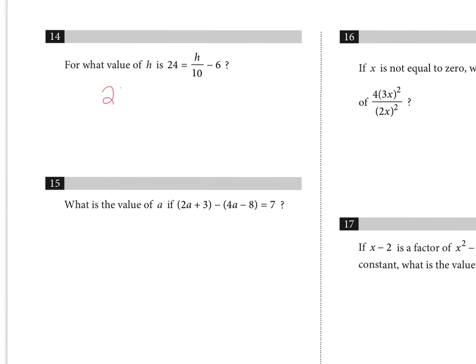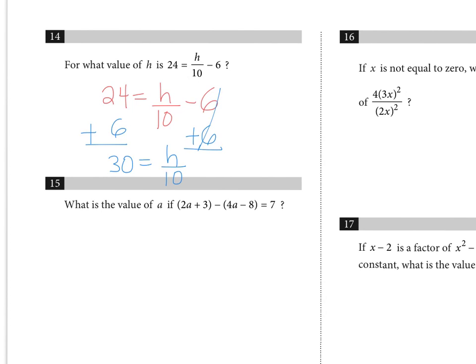So let me rewrite it. 24 equals h over 10 minus 6. So you tell me, what are you supposed to do first to leave the h by itself? What do we do? Add 6. That's right. We add 6 to both sides of the equation. And that gives you 30 equals h over 10.